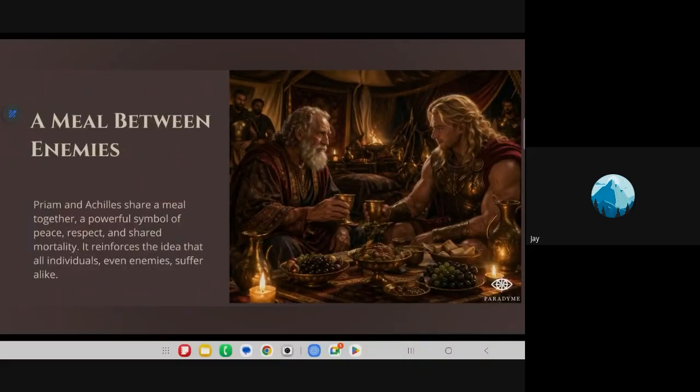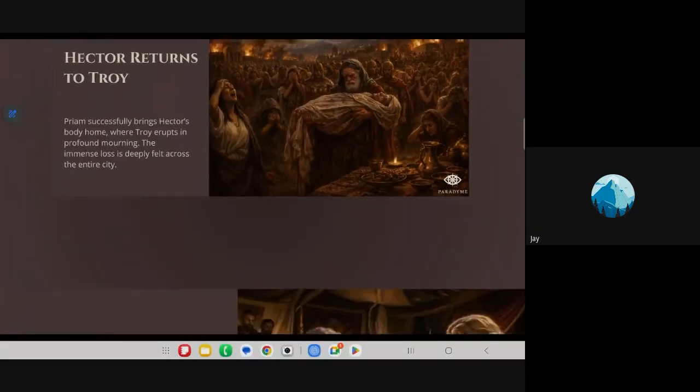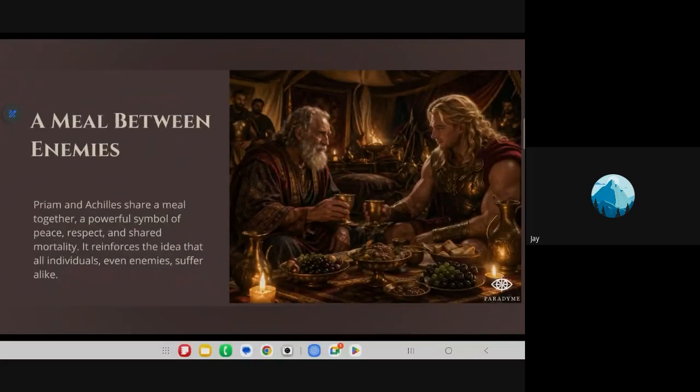Priam and Achilles share a meal together, a powerful symbol of peace, respect, and a shared morality. It reinforces the idea that all individuals, even enemies, suffer alike. Just to go back on this, these guys both pray to the same gods. They walk similar paths of life, and they respect each other for the different things that they've accomplished.